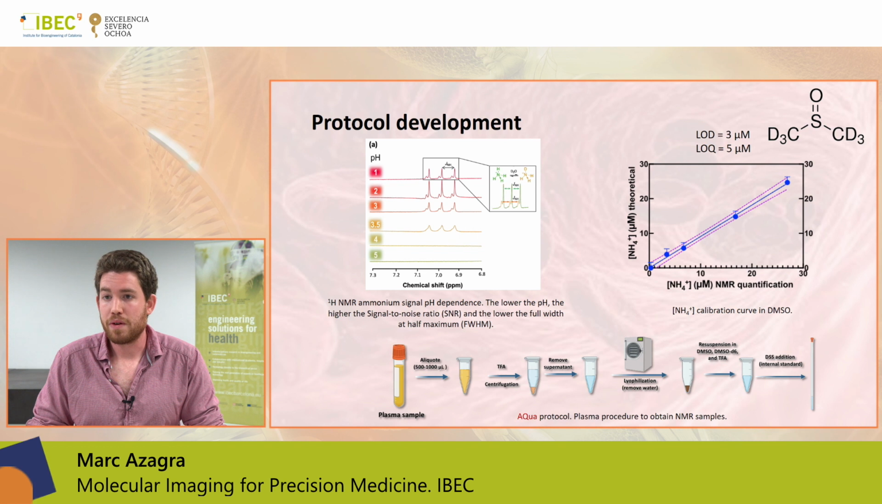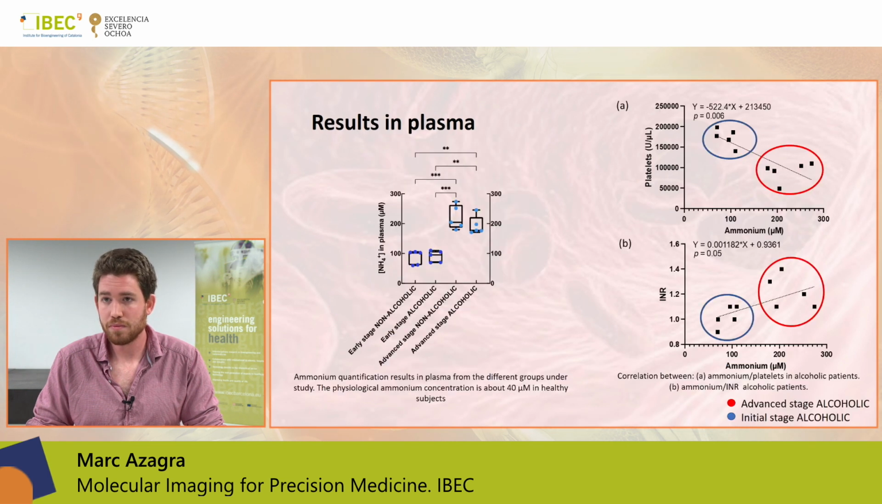At the bottom of the slide, we have a scheme of the sample treatment we did. We started with the plasma, then we did the protein precipitation, like acidification with TFA. We removed the supernatant, and then we lyophilized it. We added the DMSO, and finally the internal standard for the proper quantification.